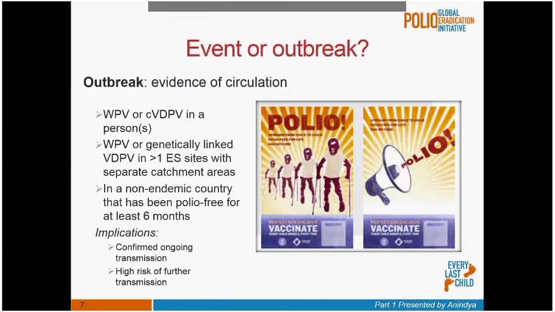For wild polio virus, as I said earlier, from a case is always an outbreak. The implications of this is we have now confirmed that there is ongoing transmission and there is a high risk of further transmission.